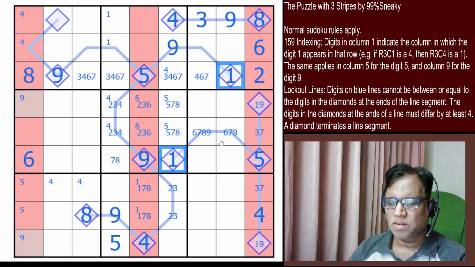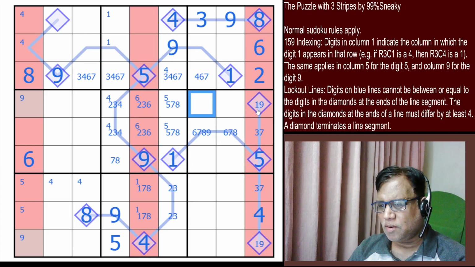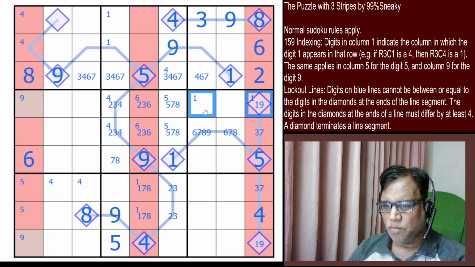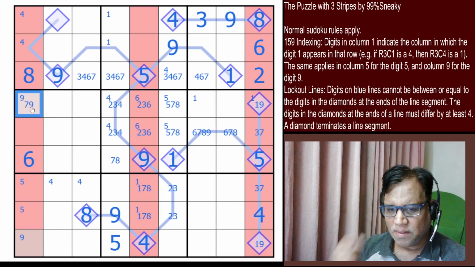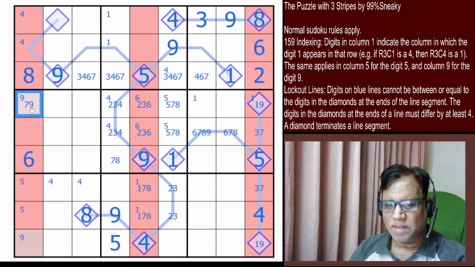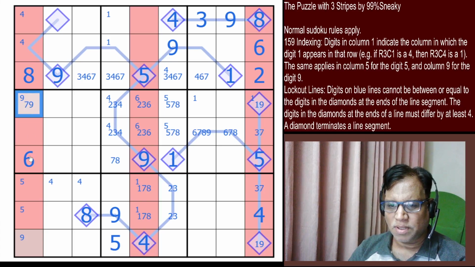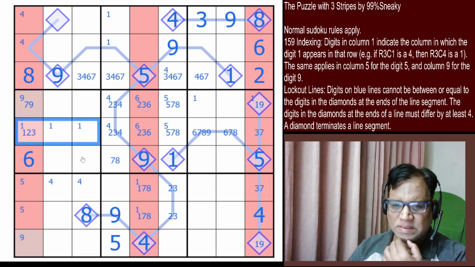1 is here or here, right? In this box, where is 1? It can't be here. It's not here. The only one is here or here. And that means that's 7 or 9. So this has to be lower, right? See, the high digit is gone here. The middle digit is gone here. This has to be 1, 2, 3. So 1 is somewhere here.